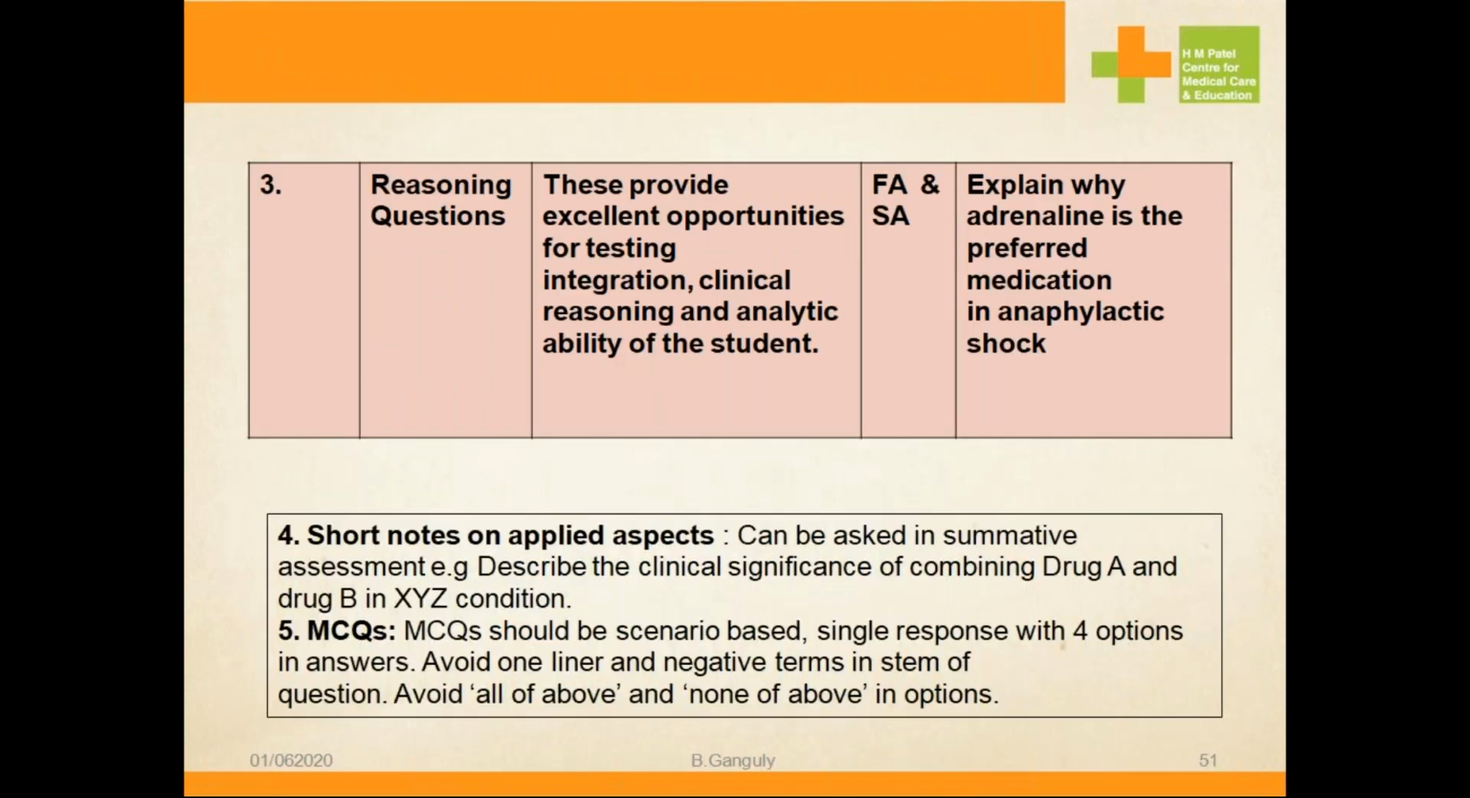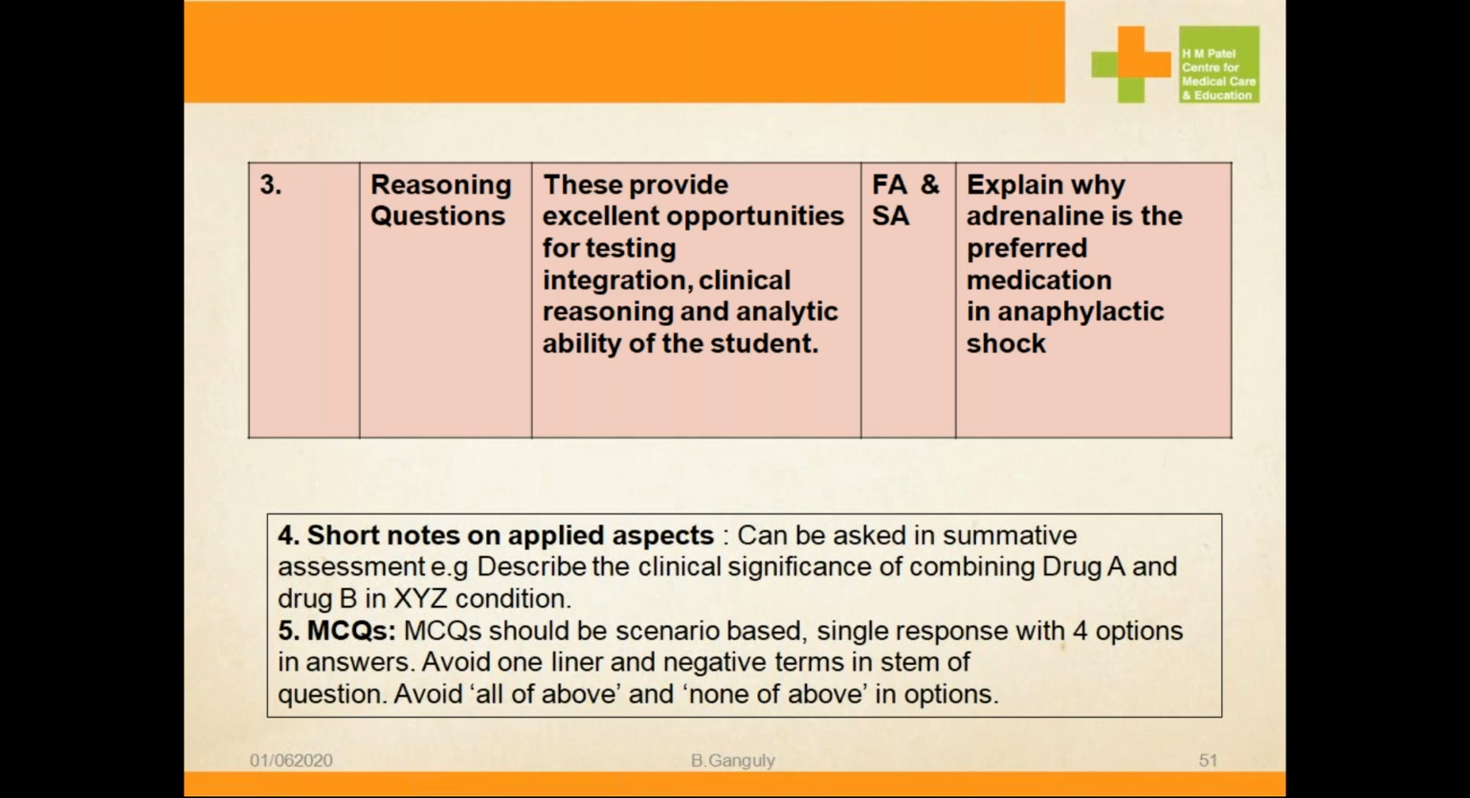We can also go for reasoning questions. These provide excellent opportunities for testing integration, clinical reasoning, and analytical ability of a student, which can be kept not only in formative assessment, but also in summative assessment. One of the examples is: explain why adrenaline is the preferred medication in anaphylactic shock. This can be a 2 to 3 marks question, but it will give some insight into how much the student has understood, then comprehension and then application, which we can bring out through a theory question.